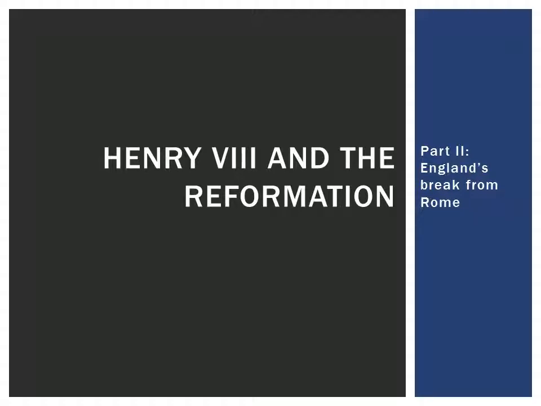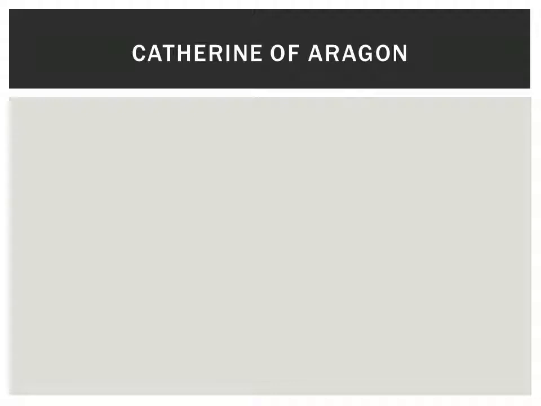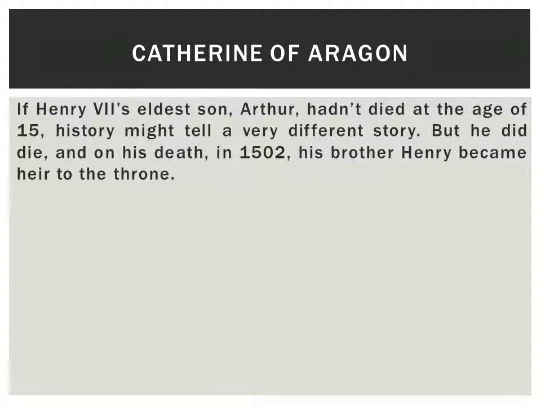I'd like now to move on into Henry VIII and the actual Reformation and England breaking away from the Catholic Church, England's break from Rome, and its path towards being a Protestant country. Catherine of Aragon, this Spanish princess, is really central to that story. If Henry VII's eldest son, Arthur, hadn't died at the age of 15, history might tell a very different story. But of course he did die, and so when Henry VII died, it was the second brother, Henry, who became heir to the throne.